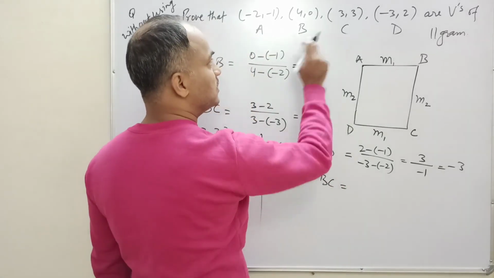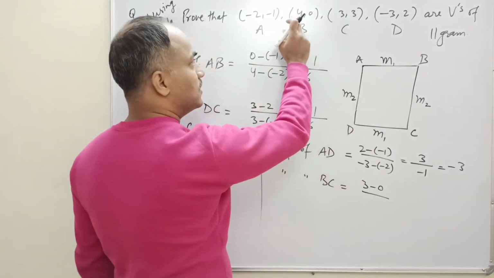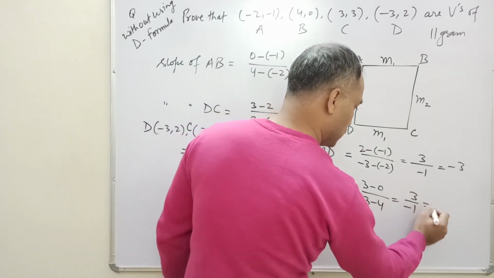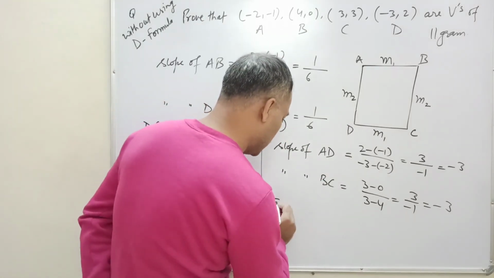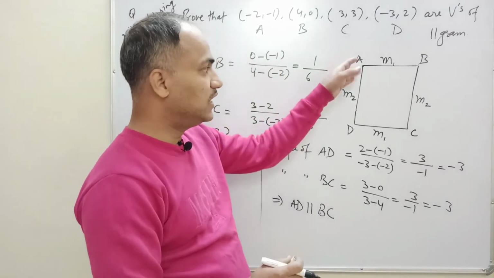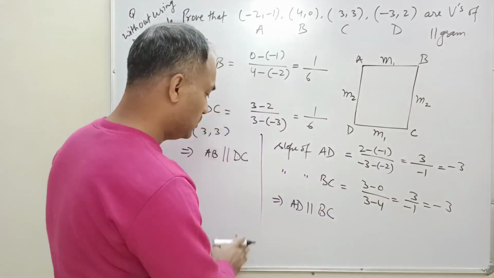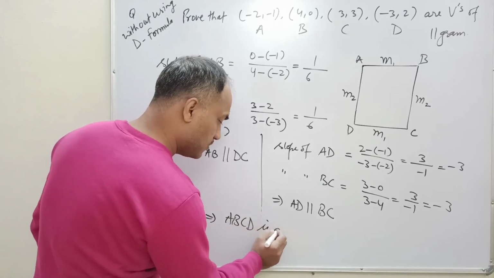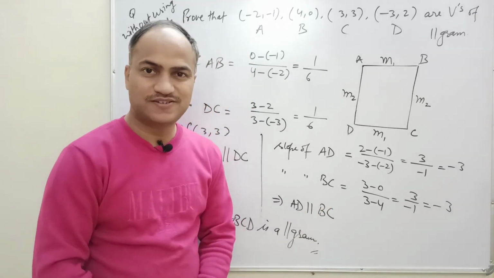How much is this? B and C. y2 minus y1, x2 minus x1. So this is 3 upon minus 1. Same value. Okay, this slope is also the same. So we conclude that AD is parallel to BC. Now since AD is parallel to BC and AB is parallel to DC, so there is only one condition, that ABCD is a parallelogram. Okay, hence the result is complete.